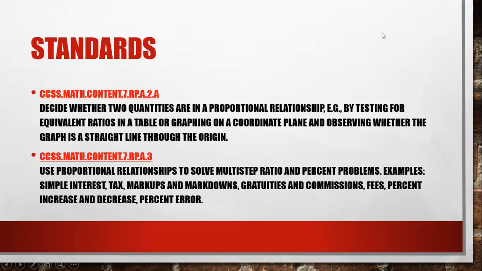The standards that are covered for the questions today are 7.RP.A.2.A: Decide whether two quantities are in a proportional relationship by testing for equivalent ratios in a table or graph or on a coordinate plane by observing whether the graph is a straight line or through the origin. The second standard is 7.RP.A.3: Use proportional relationships to solve multi-step ratio and percent problems. Examples: simple interest, tax, markups, markdowns, gratuities, and commissions, fees, percent increase, decrease, and percent error.